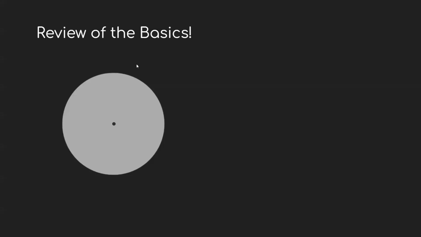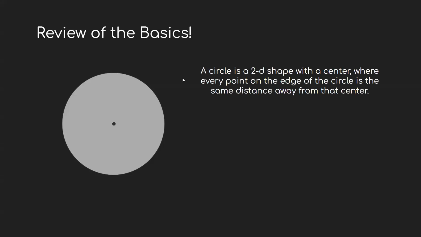Here are some of the basics. Every circle is a 2D shape with a center, where every point on the edge of the circle is the same distance away from that center, right? If we have 3 lines here, we see that every line from the center of the circle to the edge of the circle should be the same length. If I move them over here, by this little animation, we can see that they are roughly the same length. This is what we call the radius, or normally we just say r in equations.